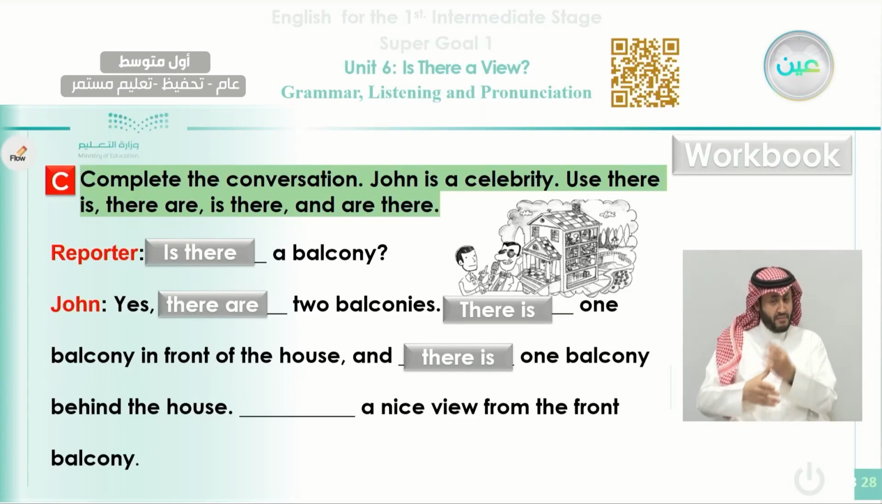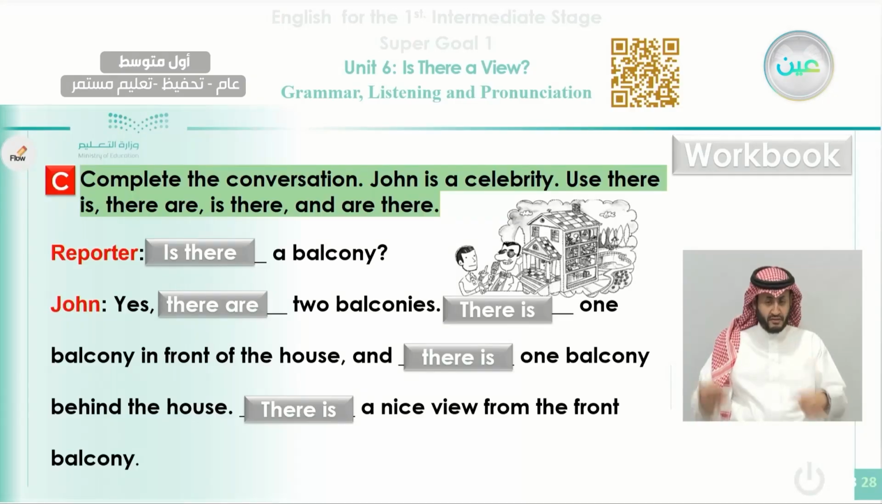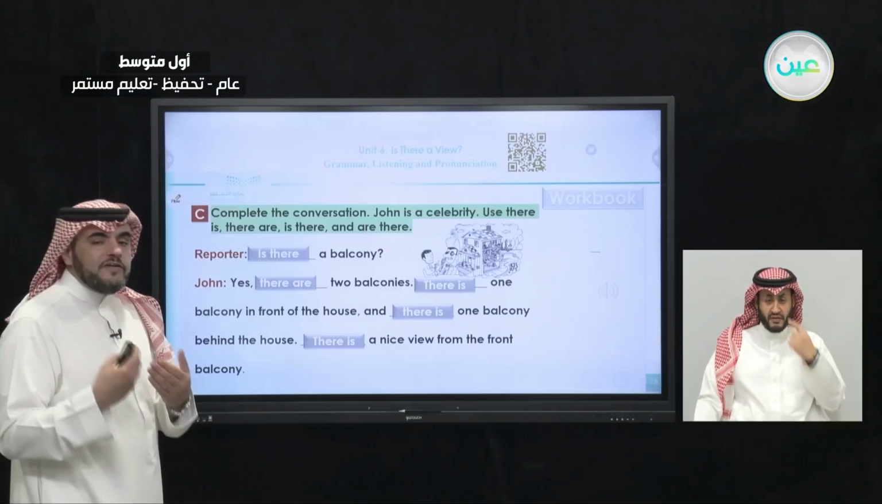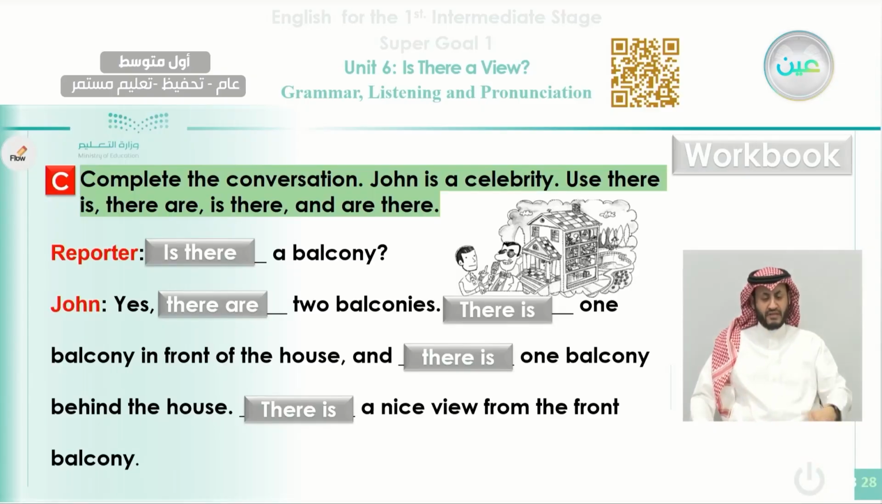A nice view from front balcony. So talking about the view that this balcony has. So he's telling us, and he writes here, there is. You have to notice something very important. There is here is capitalized. The first letter of the word there is capital. Why? Because we are starting a new sentence.